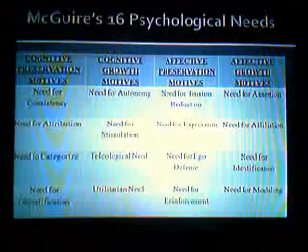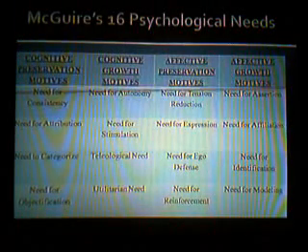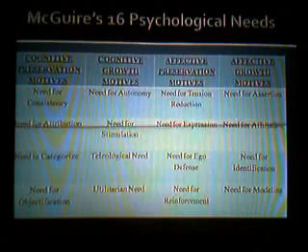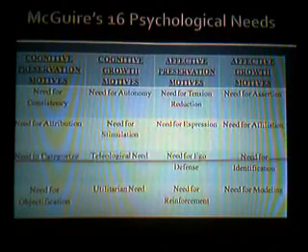Was the motivation and the desire based on cognitive growth or affective growth? And was the human desire based on preservation of the status quo or on positive growth? McGuire's psychological needs are broken down into 4 categories. Here's a table listing those needs.